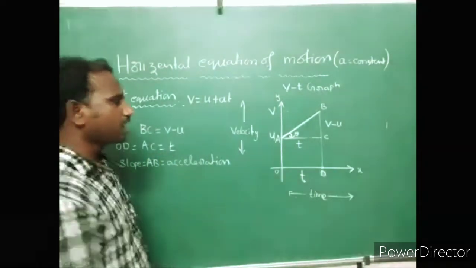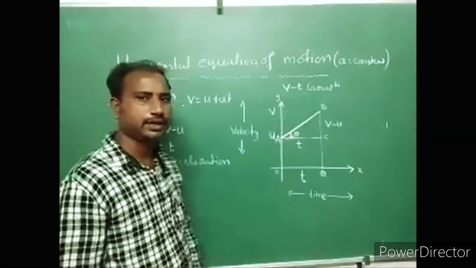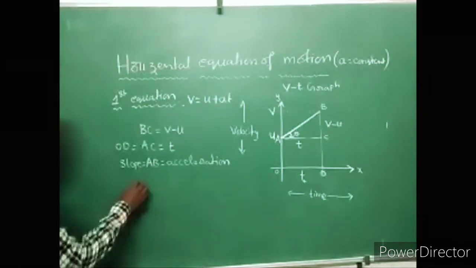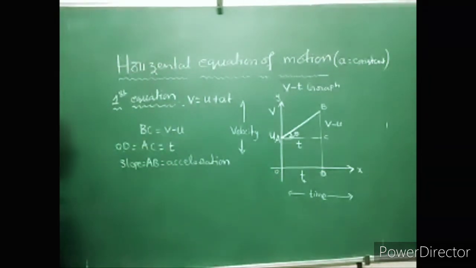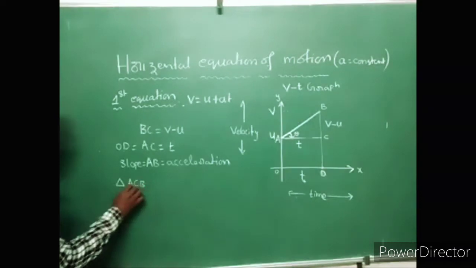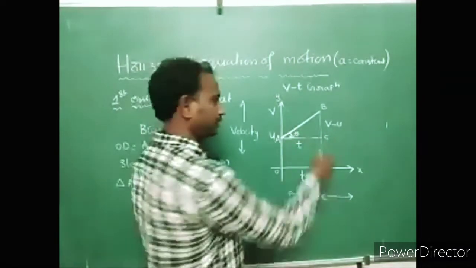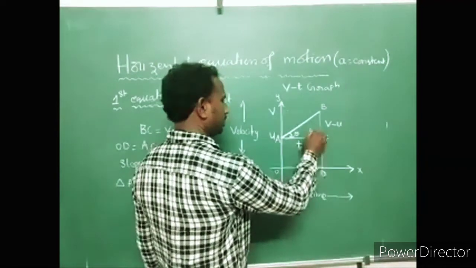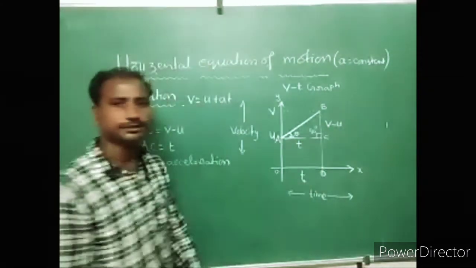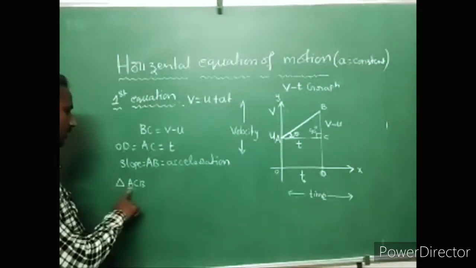Now we have to find this constant angle of slope with the help of a right angle triangle. What is that right angle triangle? Right angle triangle ACB. Your angle C, how much? Angle C value is 90 degrees. Don't forget this one.